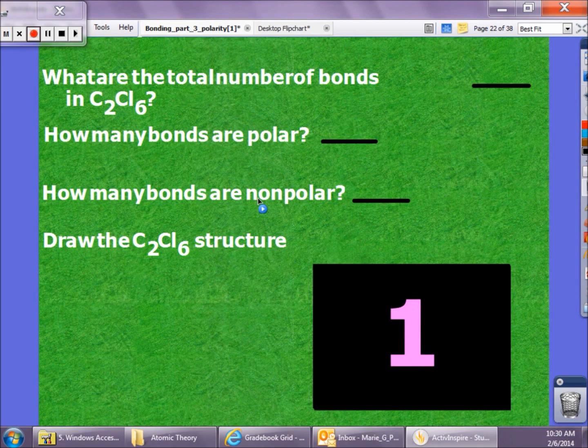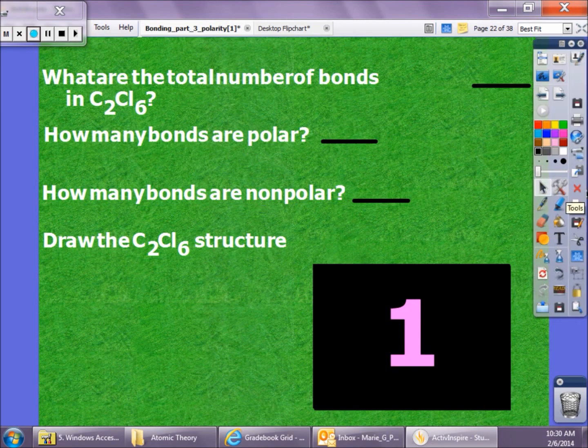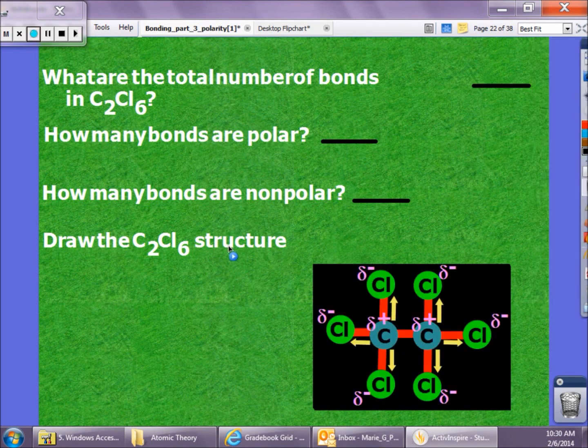How would you draw it? You already drew it, showing also the partial negative charge. So this is the way you should have the C2H6. Carbon is partially positive. The chlorines are partially negative. The arrows would go toward chlorines because they are more electronegative. So that's the way you should draw it.